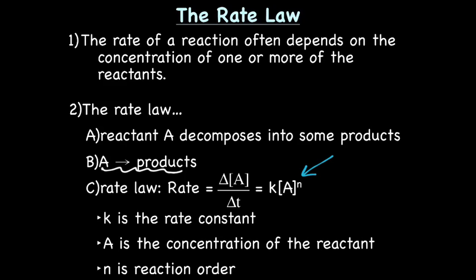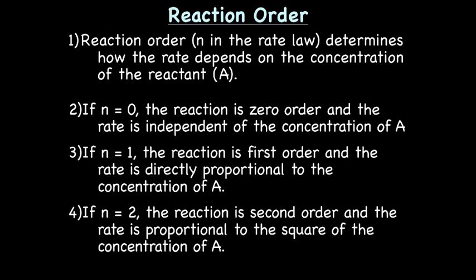So what are all of those things? Well, K is the constant, A is the concentration of our reactant, and then we have N, and N is the reaction order. And we're going to spend a lot of time talking about what we mean by reaction order. So here we go with reaction order.